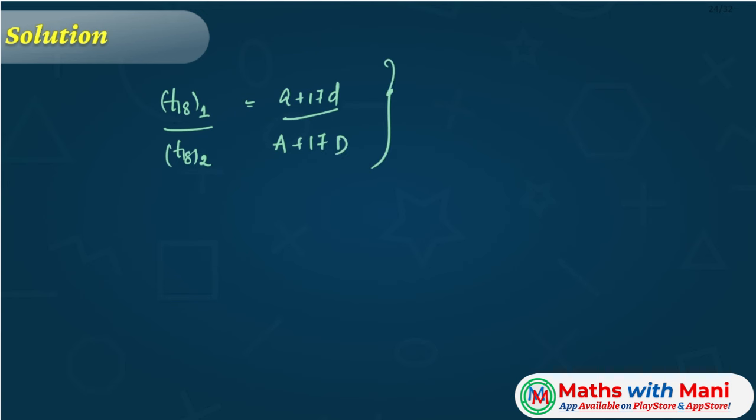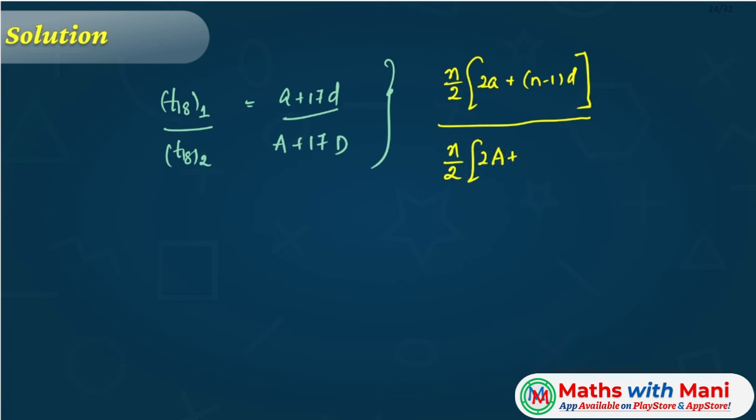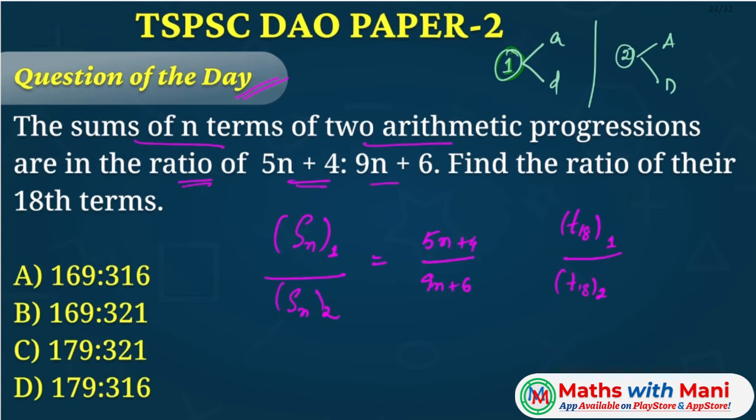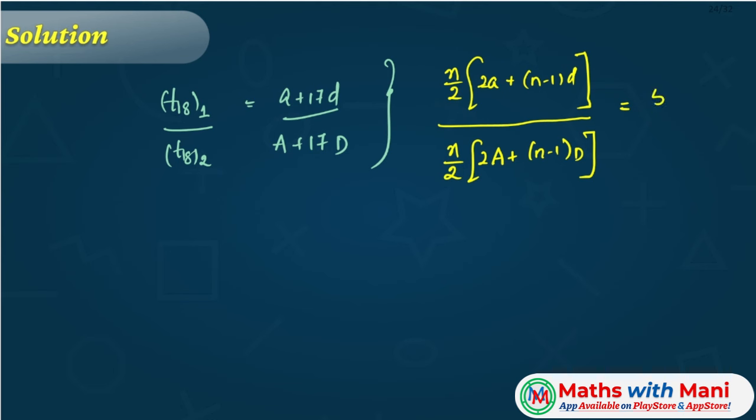But what is given? The sum of n terms is given. What is the sum of n terms of an AP? n by 2 into 2a plus n minus 1 into d. This is the sum of n terms of the first AP. And for the second AP, n by 2 into 2 into capital A plus n minus 1 into capital D. This ratio is given as 5n plus 4 by 9n plus 6.